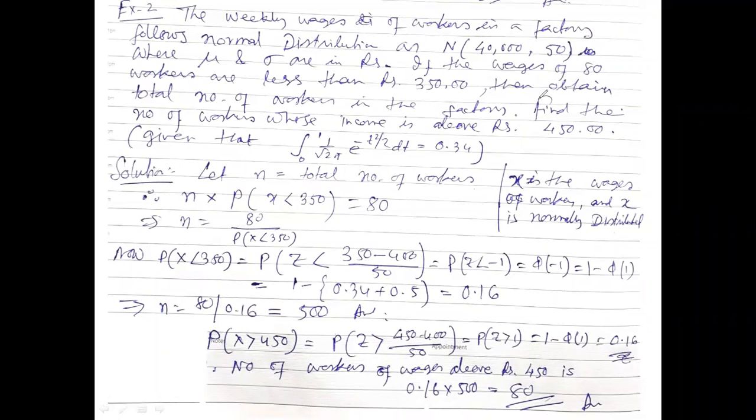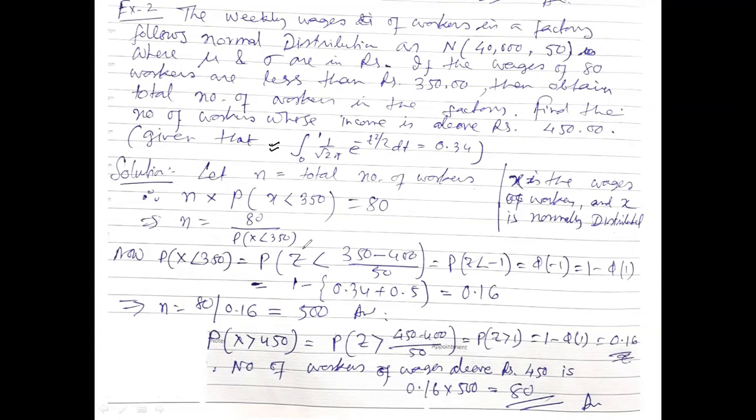You have to first find the total number of workers in the factory and find the number of workers whose income is above rupees 450. Here another piece of information is given, like this integration concept, which we will deal with later. First, we have to represent this normal distribution problem in standard form.